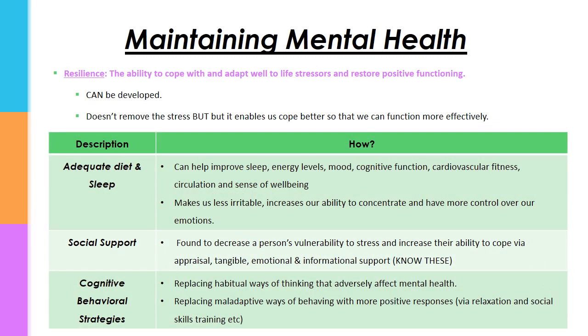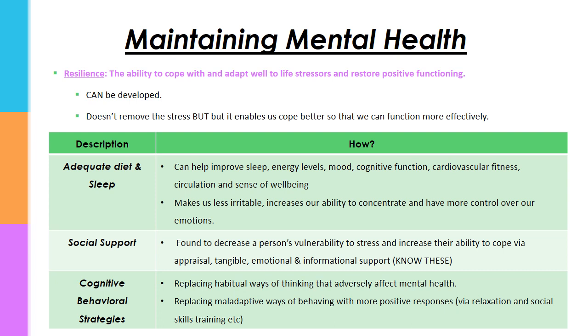If we're mentally healthy, we need to maintain our mental health. So this is something that we can do by developing resilience. So resilience is the ability to cope with and adapt well with life stresses and restore positive functioning. It can be developed or learned, and so it doesn't remove stress, but it does enable us to cope better with stress so we can function more effectively. The way that we can do that is through biological factors, psychological factors, and social factors. Biological factors are diet and sleep. Social factors are obviously social support, and CBS or cognitive behavioral strategies are psychological. So these are all ways that we can maintain health.